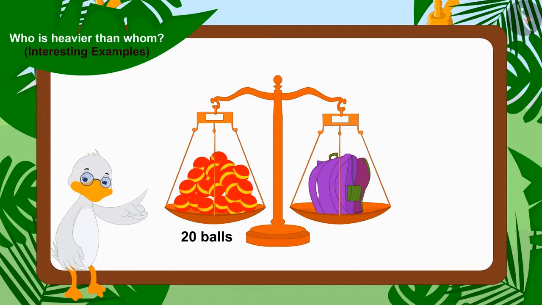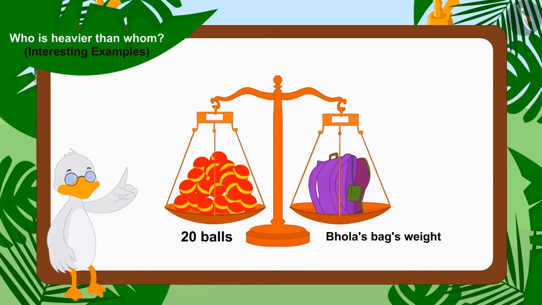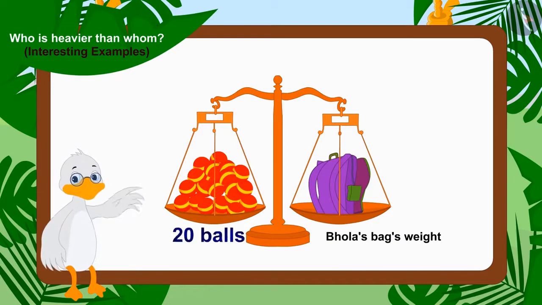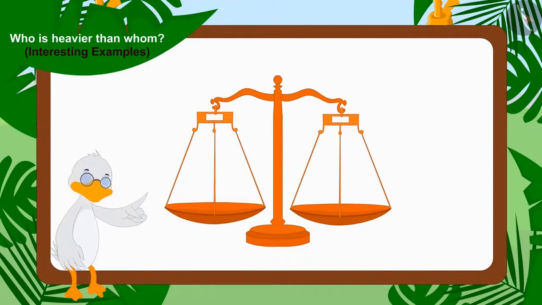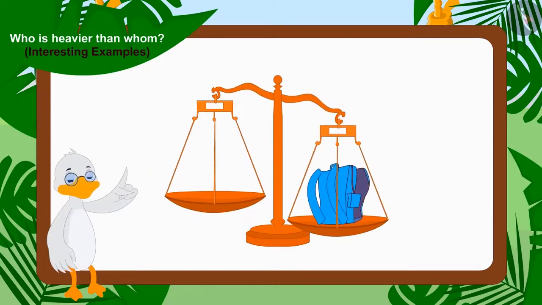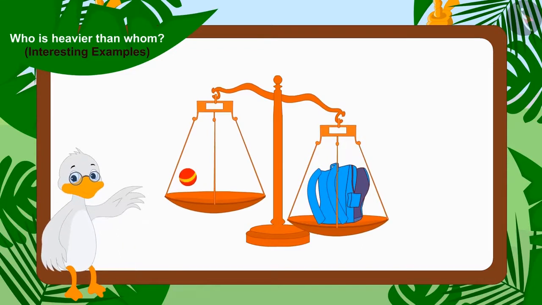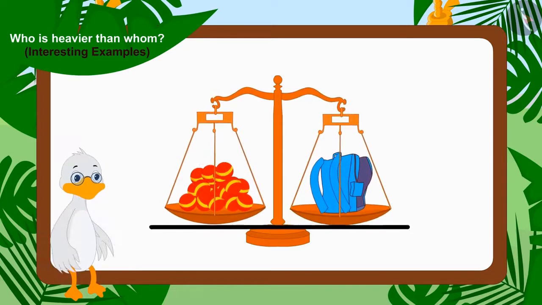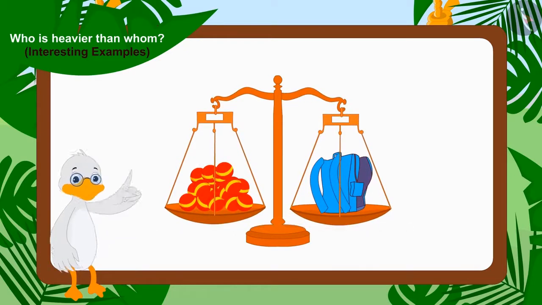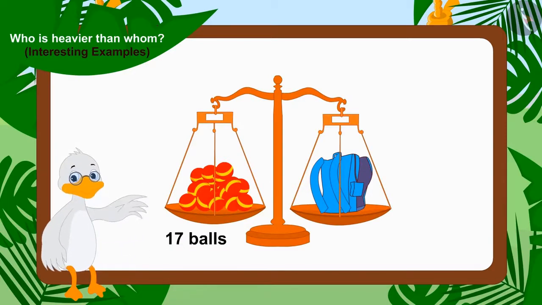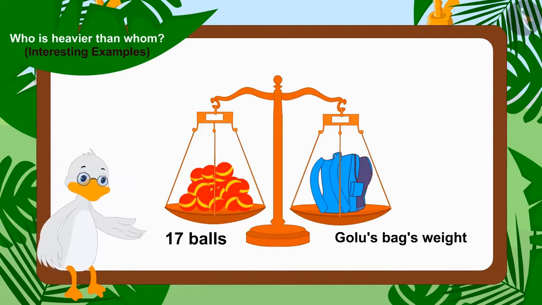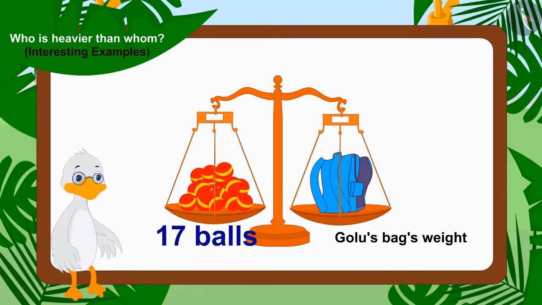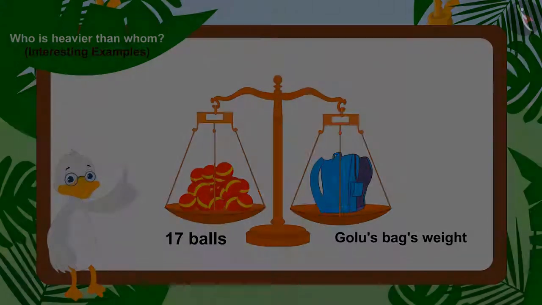Yes, it means that the weight of 20 balls equals the weight of Bhola's bag. Now, Uncle weighed Golu's bag with the scales. This time, when the plate came to the same level, there were 17 balls in the plate. This means that the weight of 17 balls equals the weight of Golu's bag.